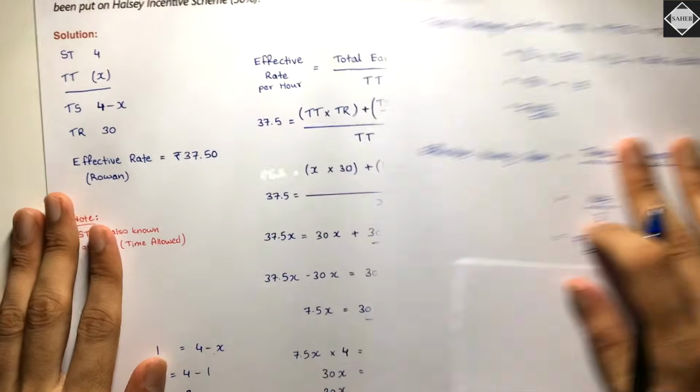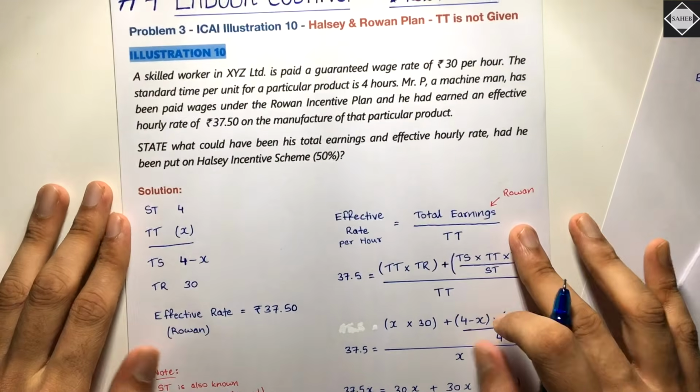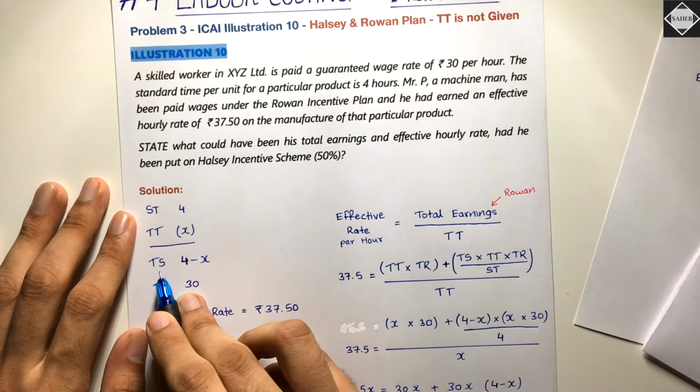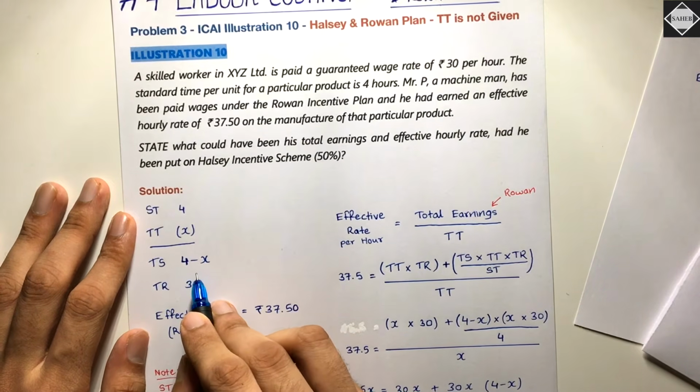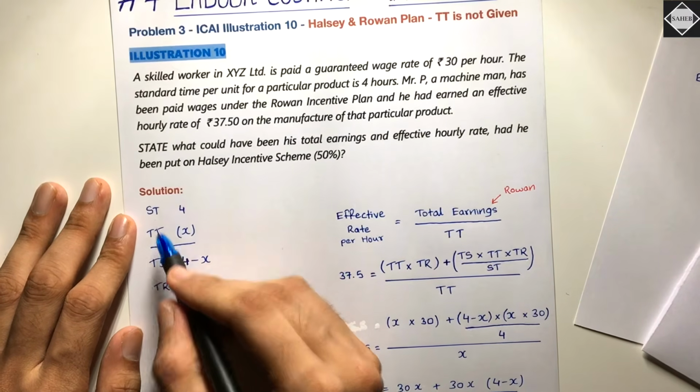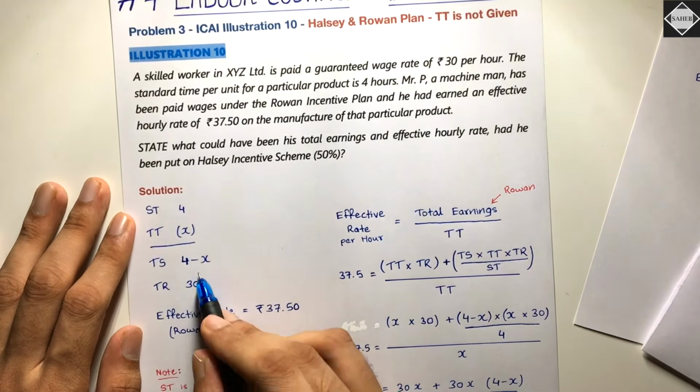So this is how you have to solve this. First, what did we do? First, we took the values, right? We assumed time taken as x. Then time saved became what? 4 minus x, because the formula is like that. Time saved formula is standard time minus TT, 4 minus x, right?